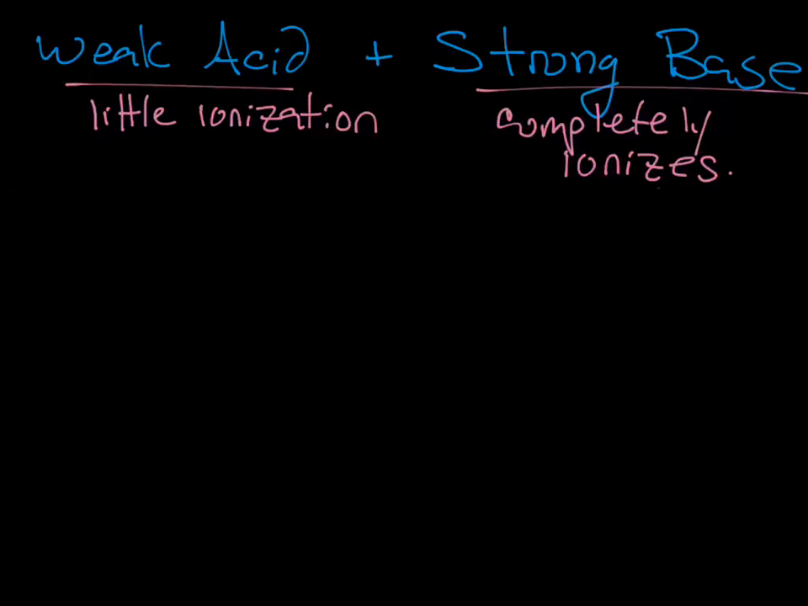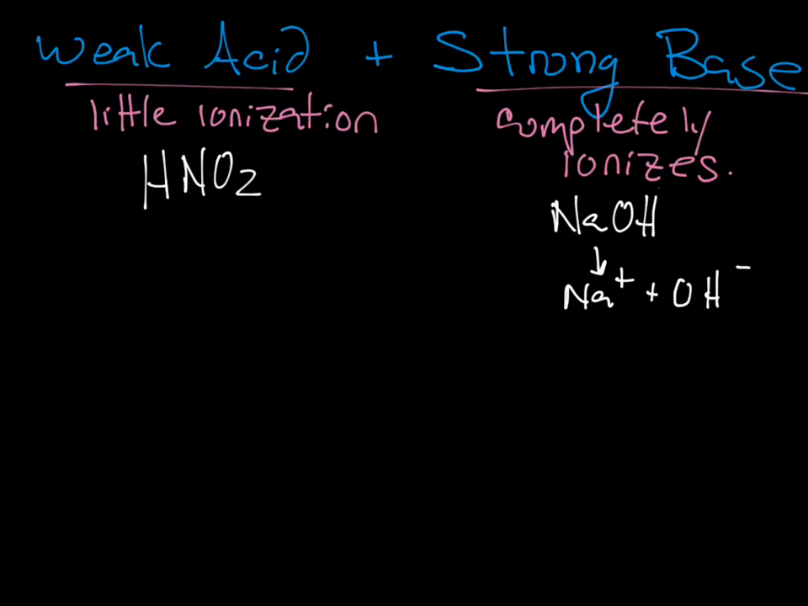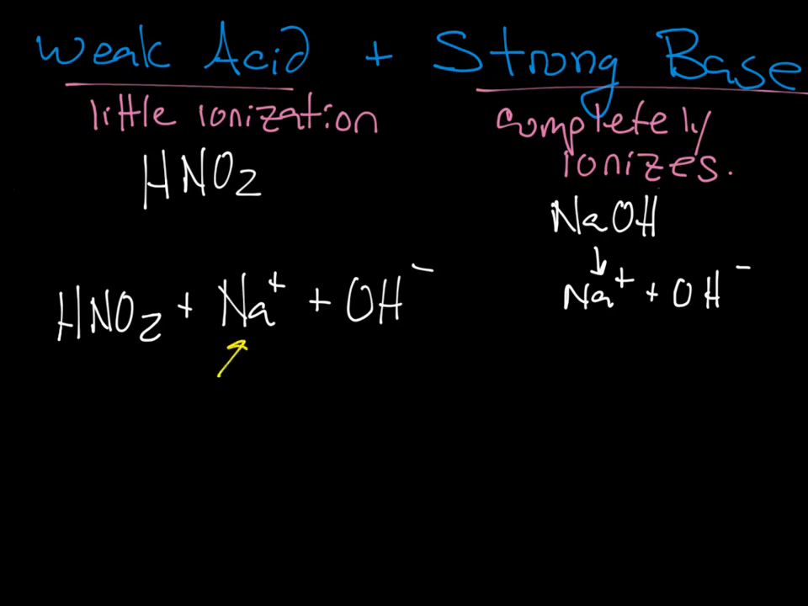So let's mix together a weak acid like HNO2, which is barely going to ionize at all, and NaOH, which pretty much completely ionizes, giving us Na plus and OH minus. When we mix them together, we'll have something like HNO2 plus Na plus OH minus. And remember that Na plus is a weak conjugate acid, so it's going to do just about nothing.